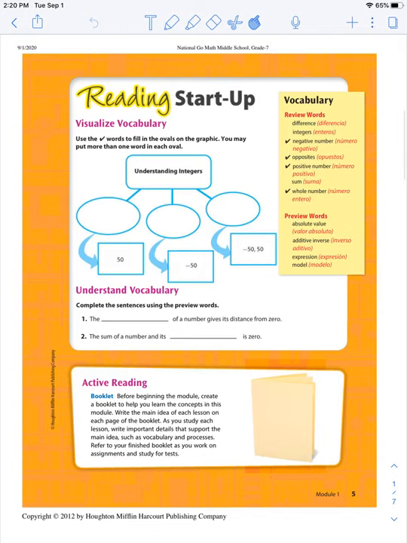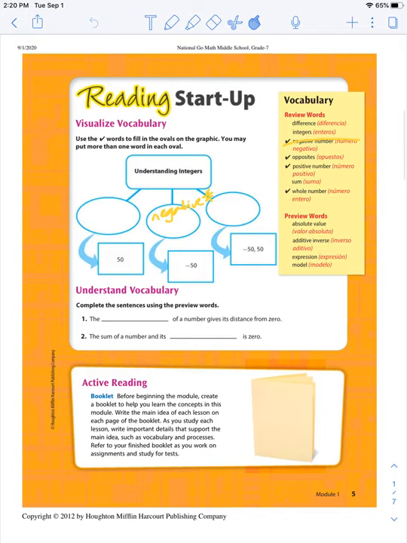All right, some vocab review on understanding integers. We are going to use the words in the word bank on the top right with a check mark by them and fill in the ovals on this graphic organizer here. So the first one, a negative number. When I look at the 3 boxes, we have 50, negative 50, and then negative 50, comma 50. So the one that's a negative number is the middle one. So in that middle box, I'm going to write negative number. Cross it off from the word bank.